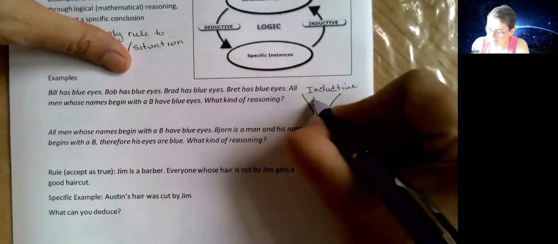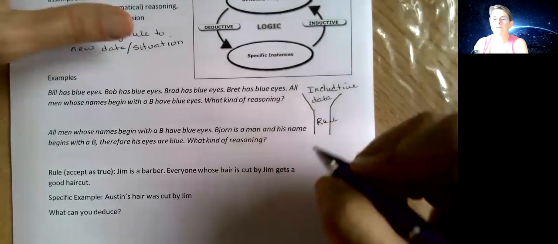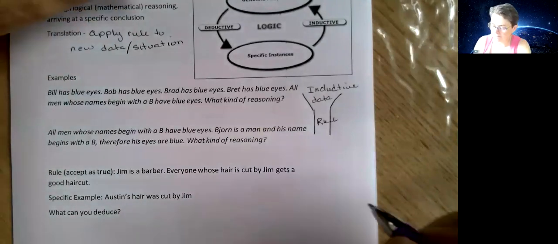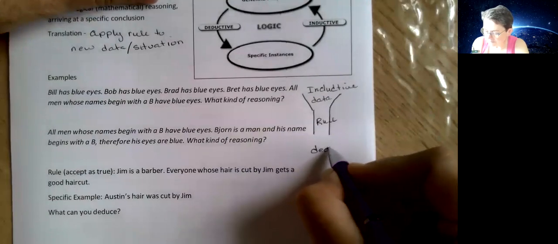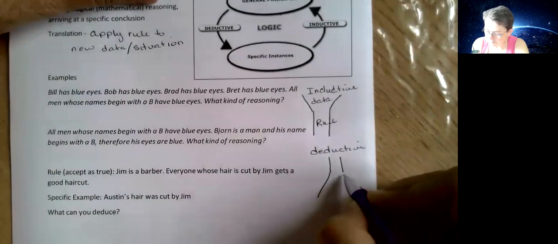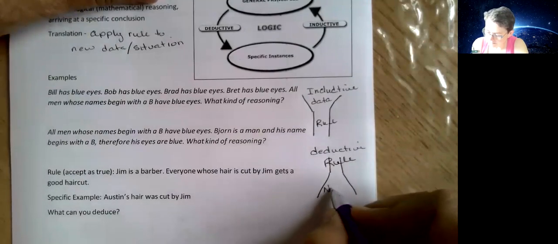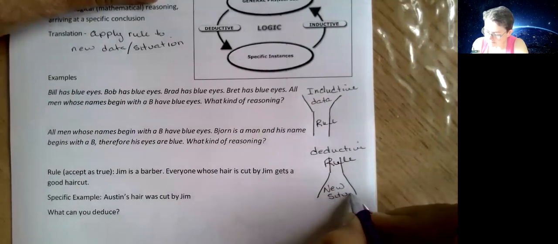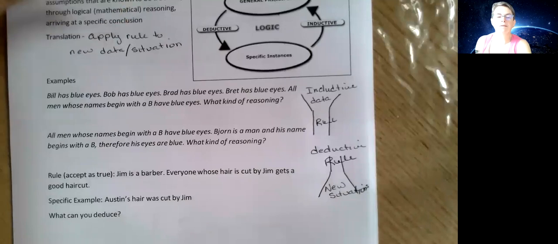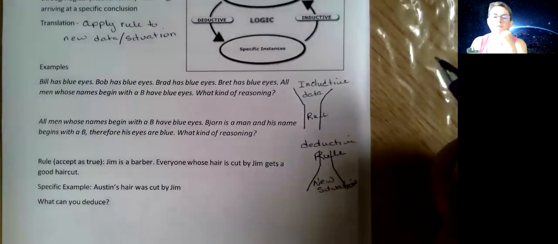Inductive. So all your data comes in and you get a rule. You're taking all this stuff, bringing it together, making a rule. Deductive is you start with a rule and apply it to new situations. Sorry about my writing there. All right, let's just look at some examples, and I think it'll become really clear because the difference between them isn't a big deal.